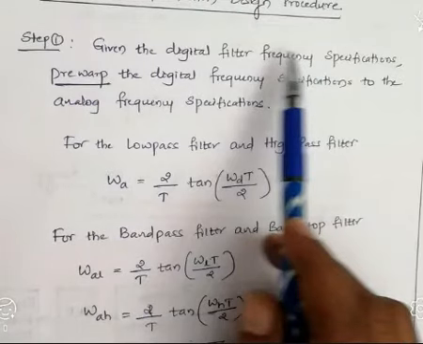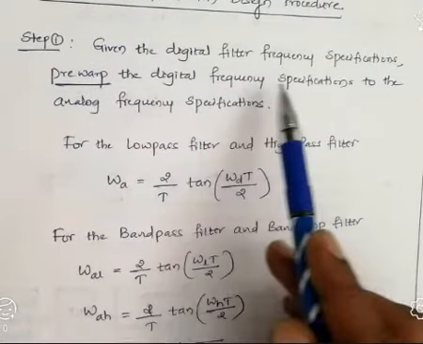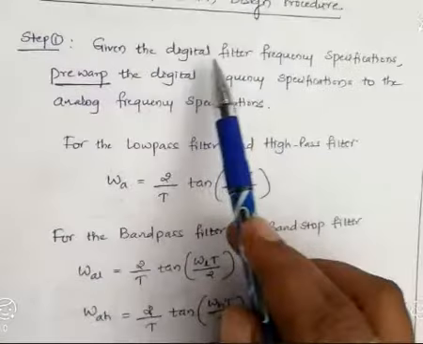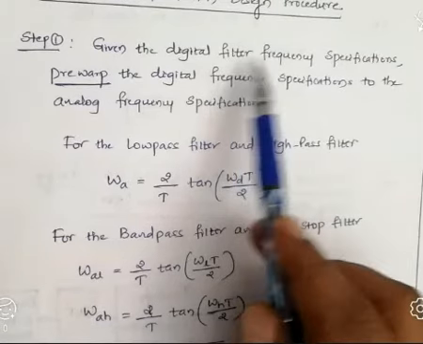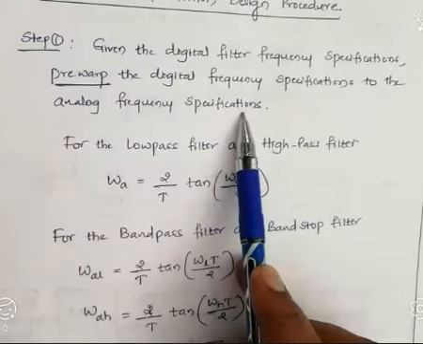Then we have to pre-warp the digital frequency specifications to the analog frequency specifications. I mean to say that for the given digital filter specifications, we have to convert back to analog frequency specifications by performing the pre-warping concept of bilinear transformation. Regarding this, we already discussed in the previous session.